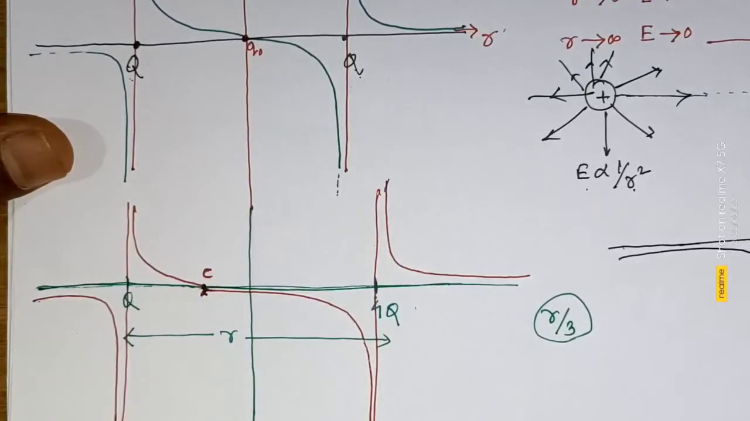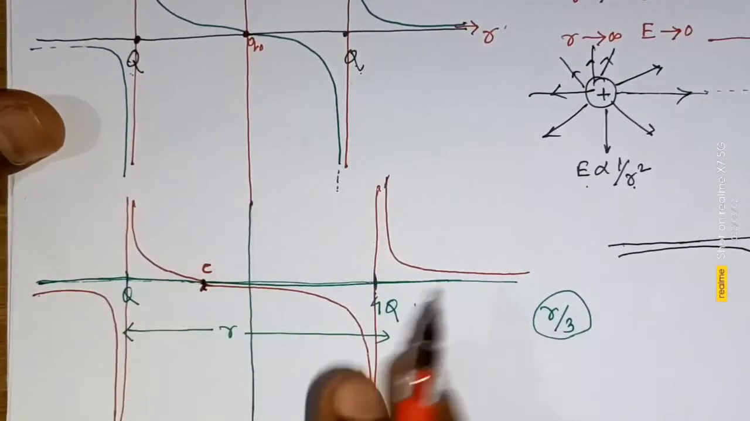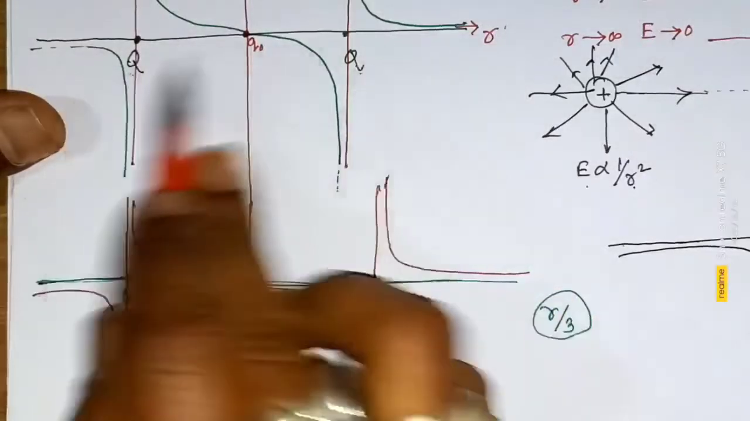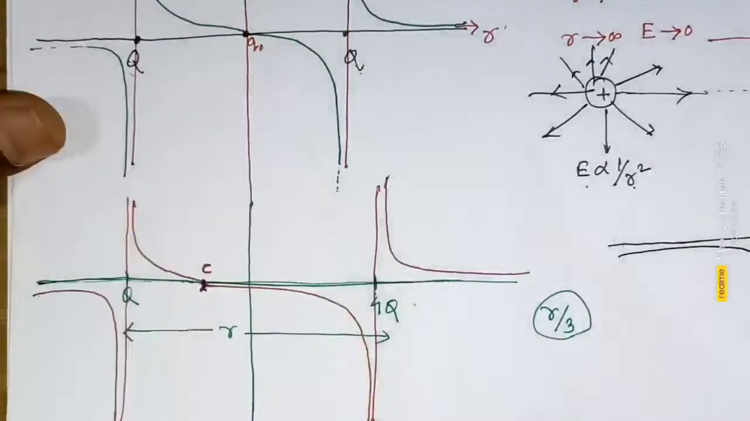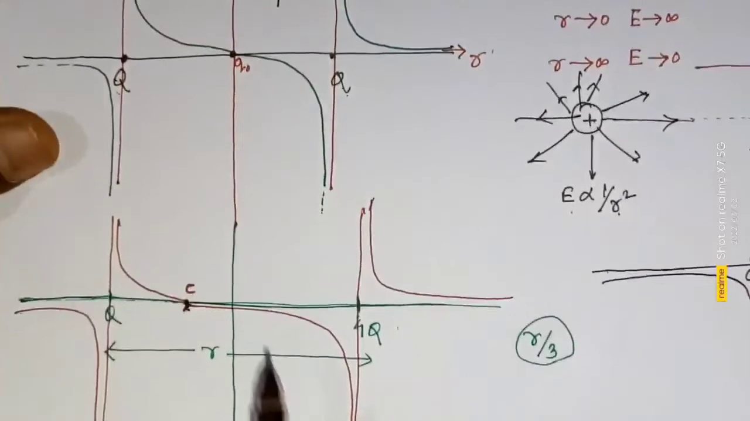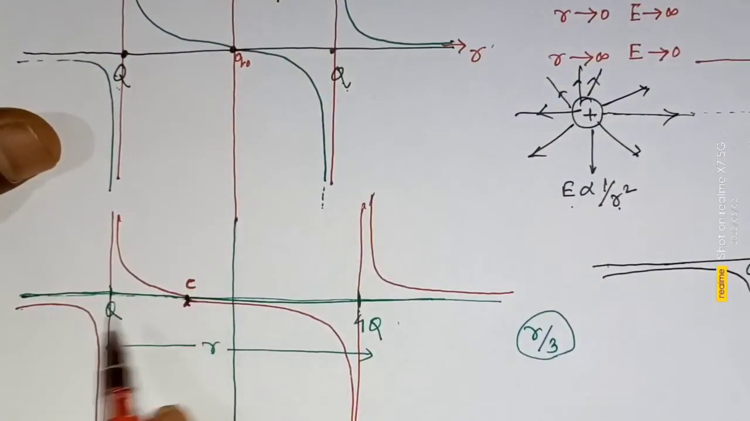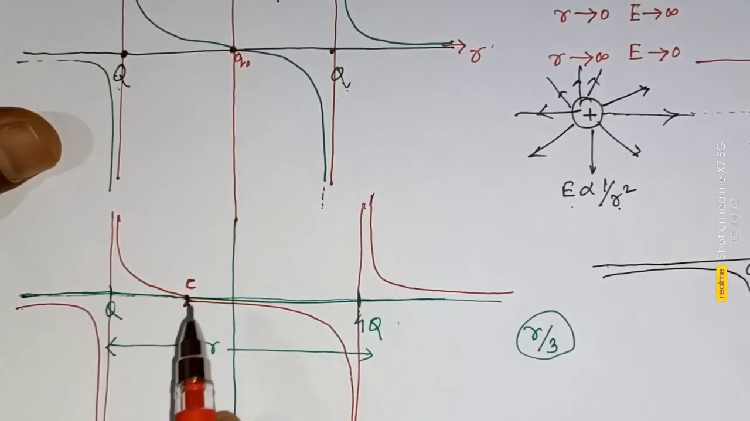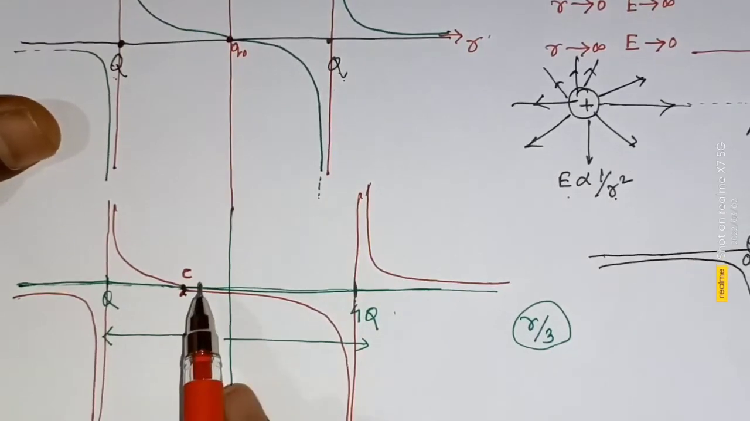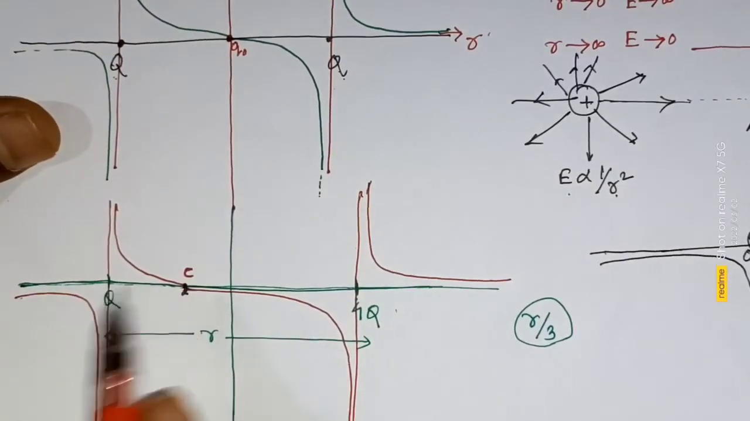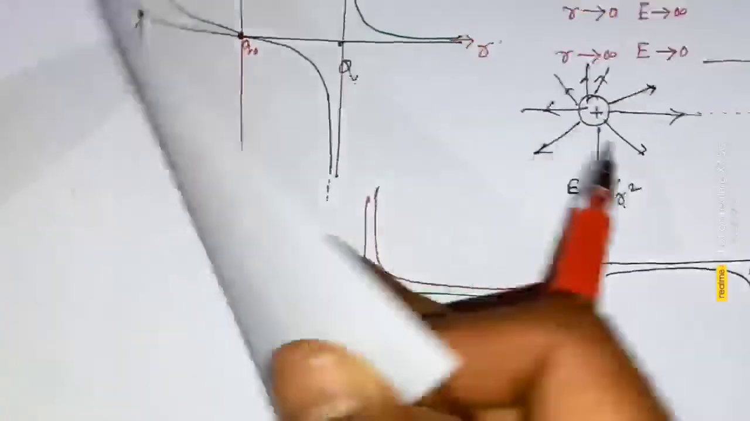I hope the scenario is clear for Q and Q. If the charges are similar, the graph tendency is like this. If there are two different magnitudes of charges, we know that the equilibrium point is always nearest to the smaller charge, and here it will be Q and 4Q. We are plotting like this. One more illustration I want to show to my students.